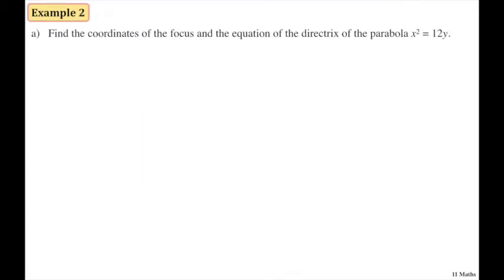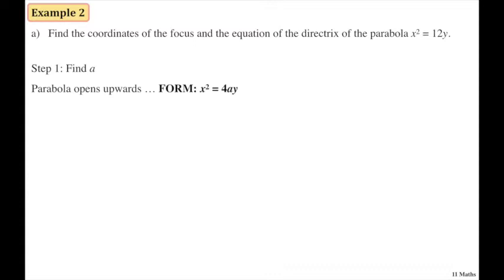There's 2 parts to this. The first part is to find the coordinates of the focus and the equation of the directrix of the parabola x squared equals 12y. Well, what are we going to do first? Well, we need to find a. Now we know it's in the form x squared equals 12y, which would match up with x squared equals 4ay because there's no minus sign there.